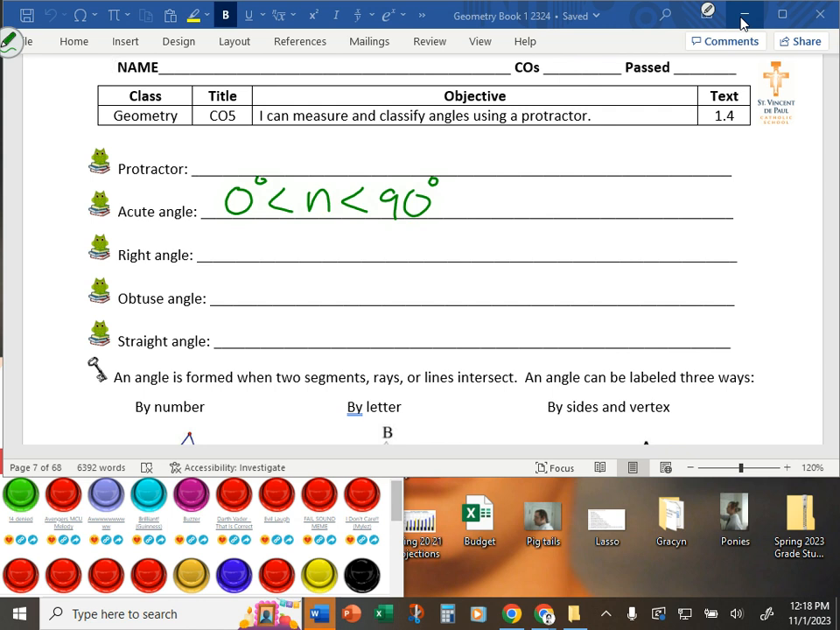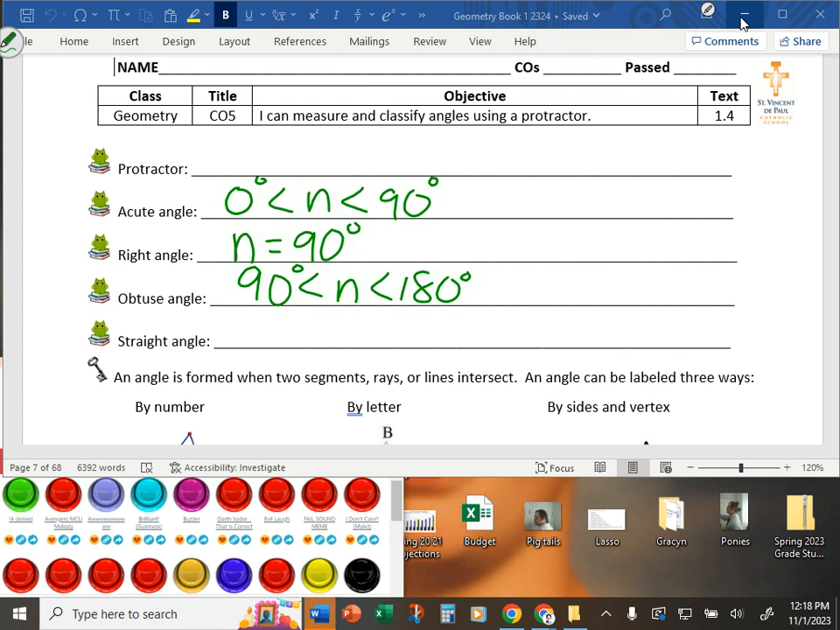Okay? A right angle is an angle that is exactly equal to 90 degrees. Exactly equal to 90 degrees. Obtuse angle is from 90 to 180, but not including either of them. Right? It's between 90 and 180.